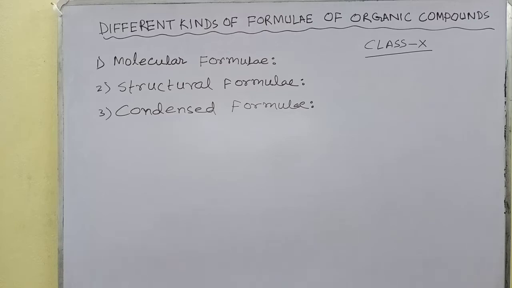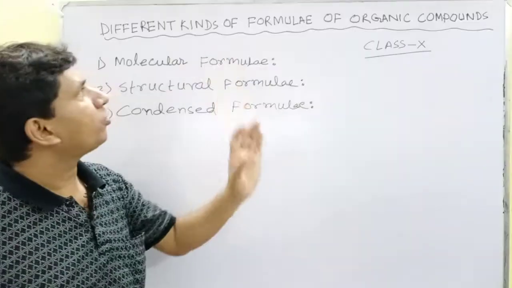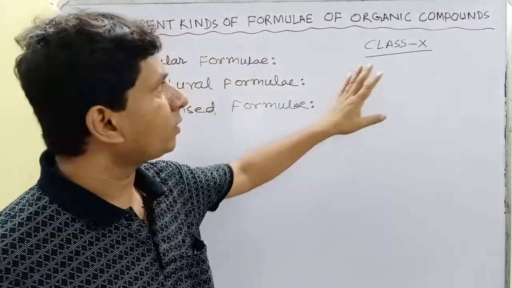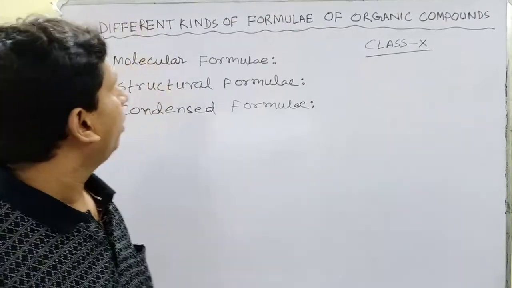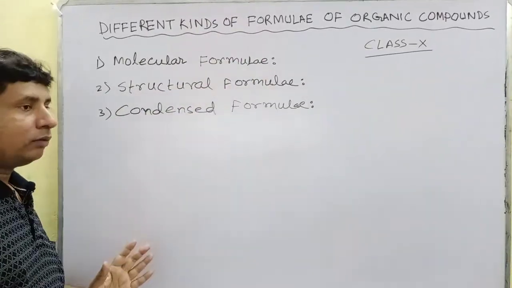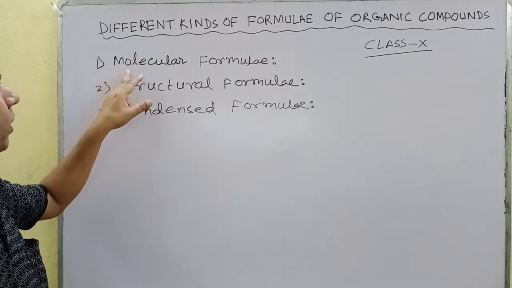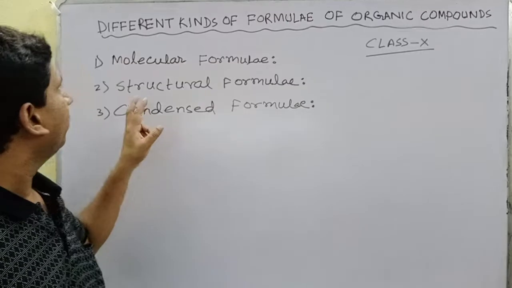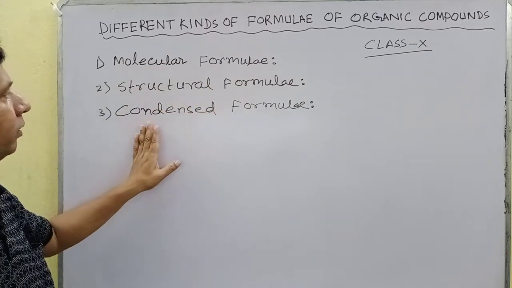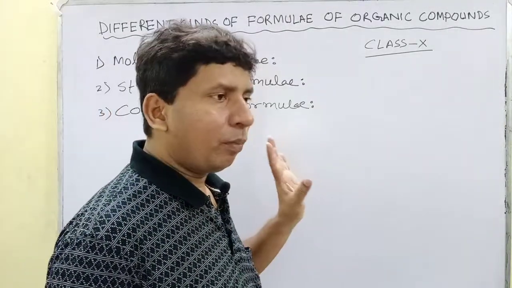Hello students, in this video I will discuss the different kinds of formula of organic compounds for Class 10 ICSE board. In these topics there are three types of formula we can see. First one is molecular formula, second is structural formula, and third is condensed formula. It is only for organic compounds.